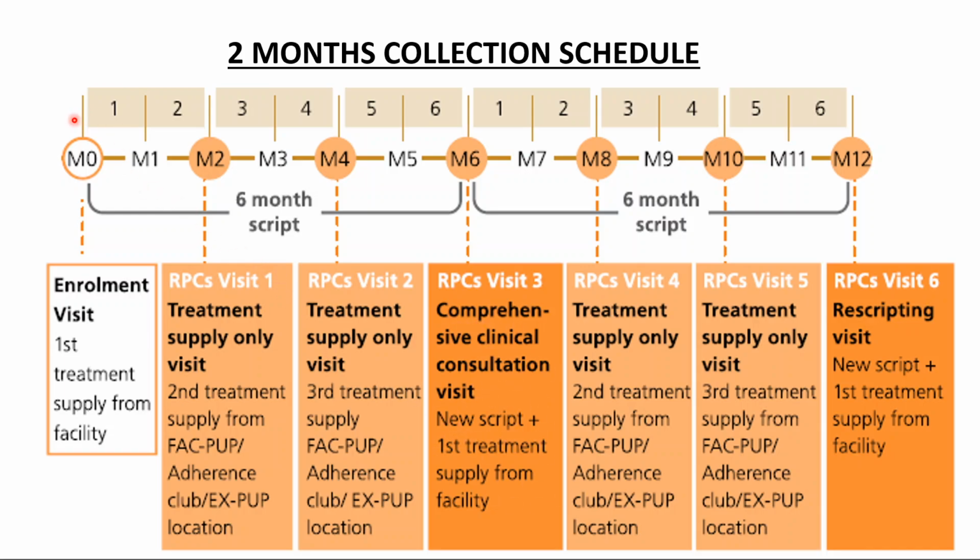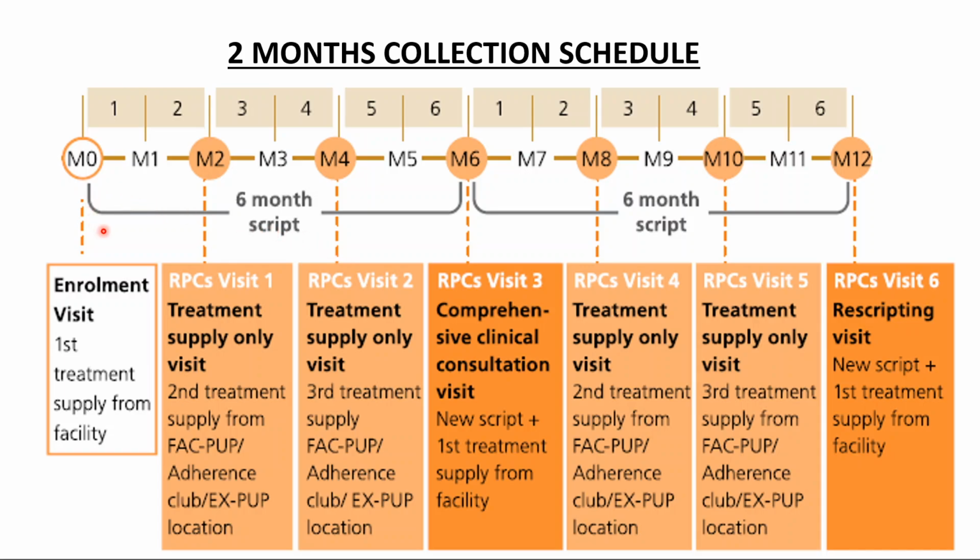So basically, month 0, the patient picks up medicine for month 1 and 2. In month 2, while they're still busy with month 2 medication, they pick up for 3 and 4. Then it goes like that. Let's then look at the activities that take place per month that the patient comes.